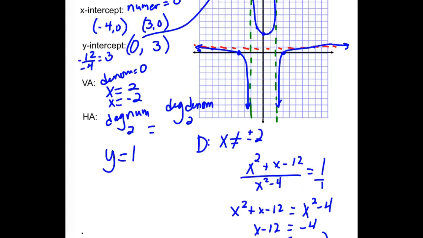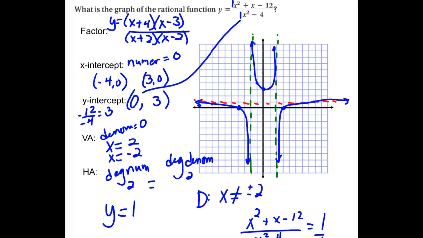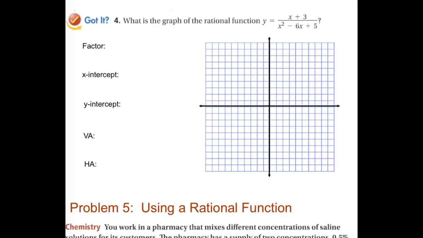Questions on this problem? Are we clear on the details that you have to include on your own before you grab your calculator? Okay. I'm going to pause the recording. I want you guys to fill in those details, the x and y intercepts, the vertical asymptotes, horizontal asymptotes, and then we'll look at our graph.